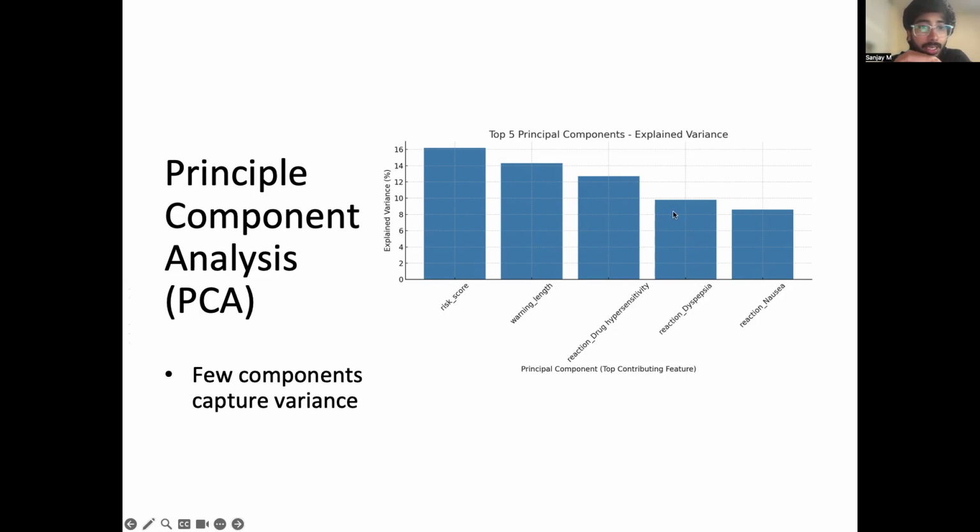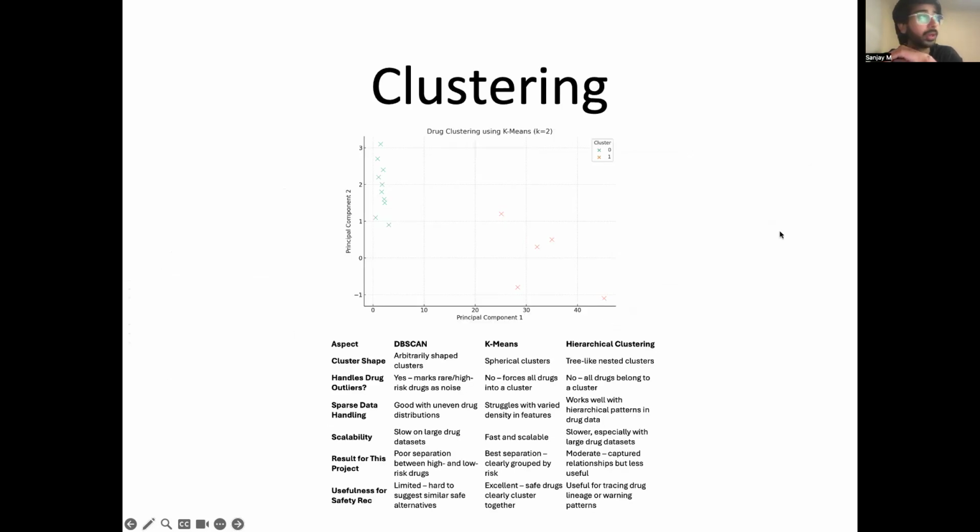As you can clearly see in this graph, risk score was one of the most important features, followed by warning length, reaction drug hypersensitivity, reaction dysplasia, and then reaction nausea. So these are different reactions basically for the drugs. And these are the top 5 principal components that we got.